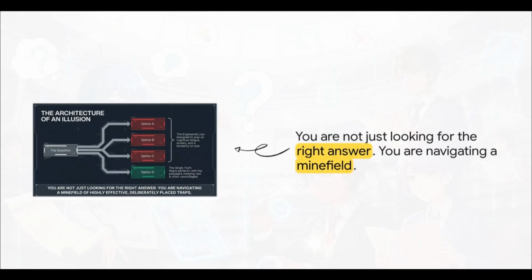So, first things first, you've got to understand the battlefield. A multiple choice question, it's not just a question with 4 options. No way. It's what I call an architecture of an illusion. You've got one single truth, right? But it's camouflaged, hidden, surrounded by 3 perfectly engineered lies. And these aren't just random mistakes. They are highly effective traps, specifically designed to take advantage of you when you're tired, anxious, and rushing.